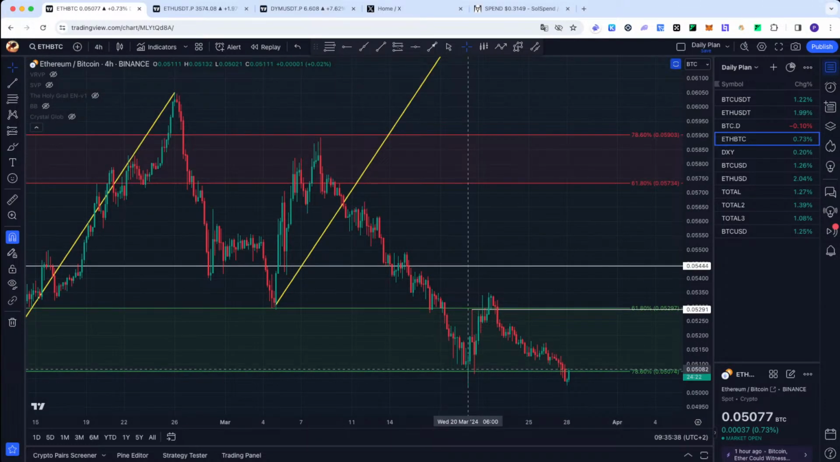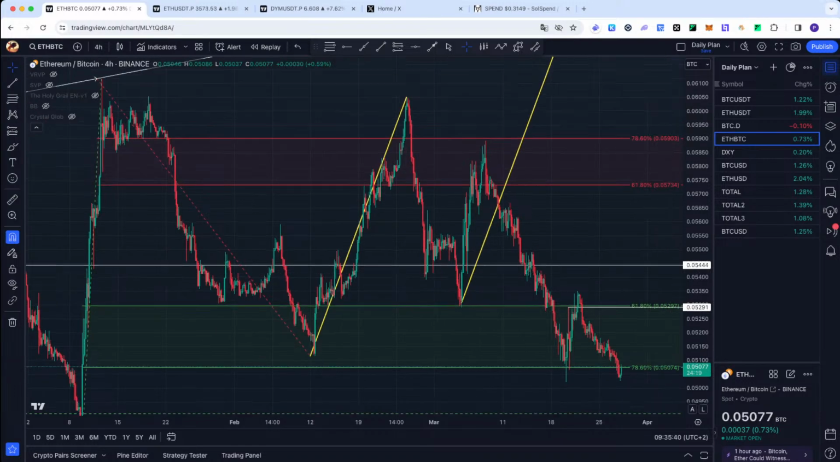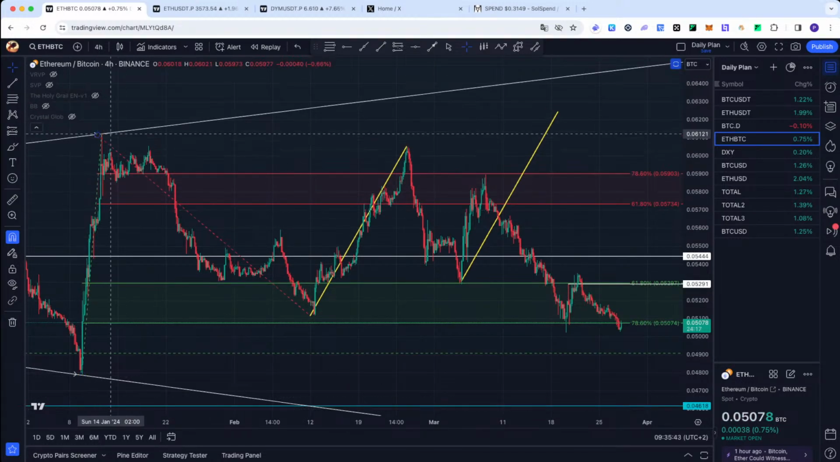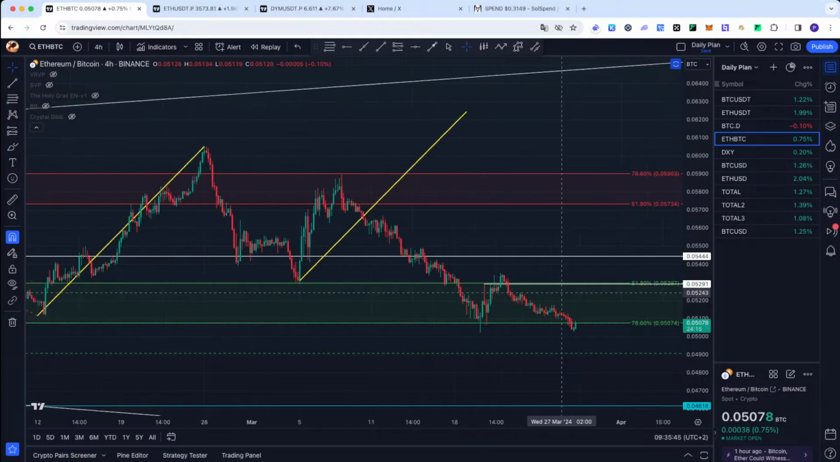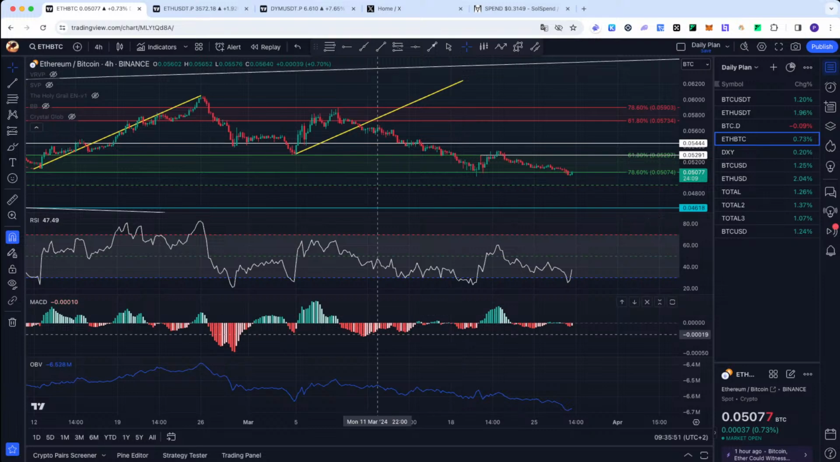And you can see we are at 78.6. If we take this low and this high, we're at 78.6 and we are trying to bounce from this level. Let's see the indicators. We have some bullish divergence on MACD.